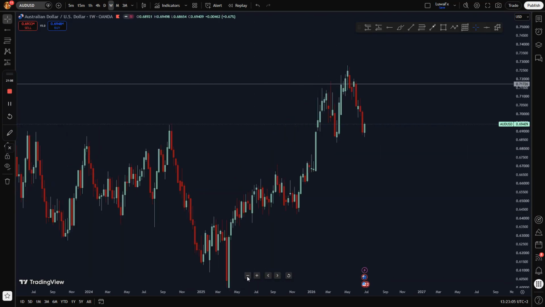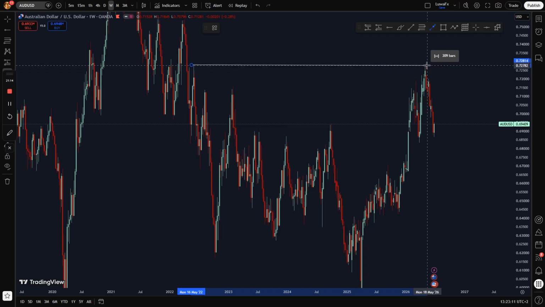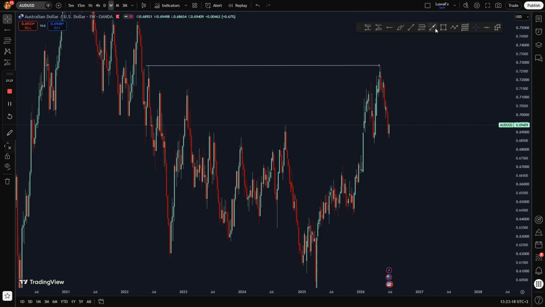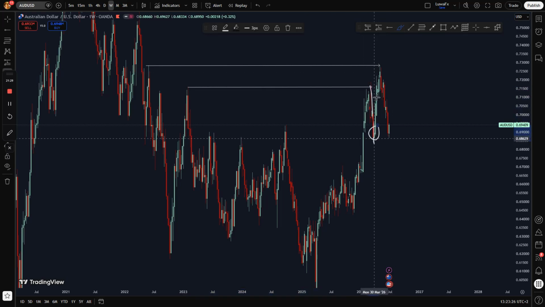On the weekly, we can see that the market did take this area. We can see it even take this hook point over there, right? Fill the gap. So now this was where the traps were, right? You can clearly see this was a trap move over there, whereby the market sold off but didn't commit, took the high again and sold off, right?